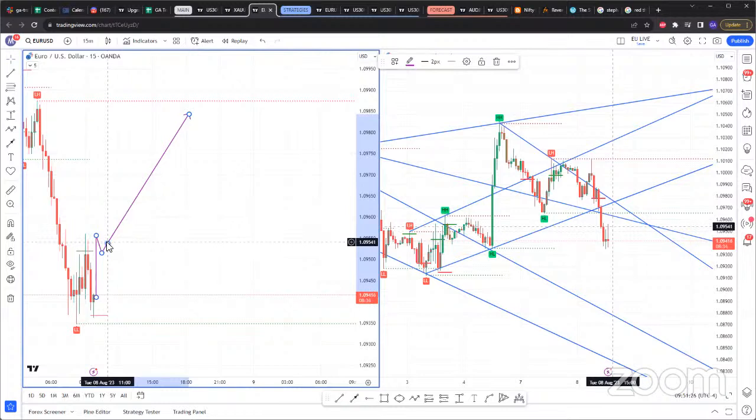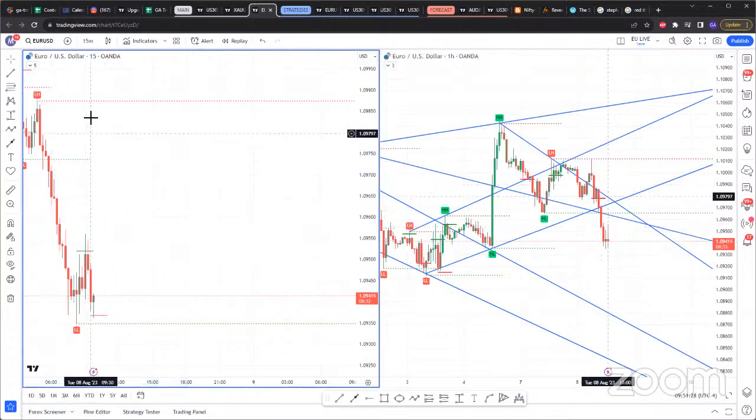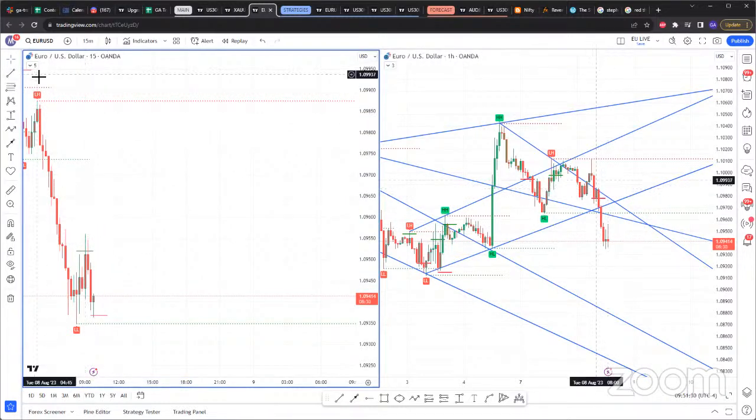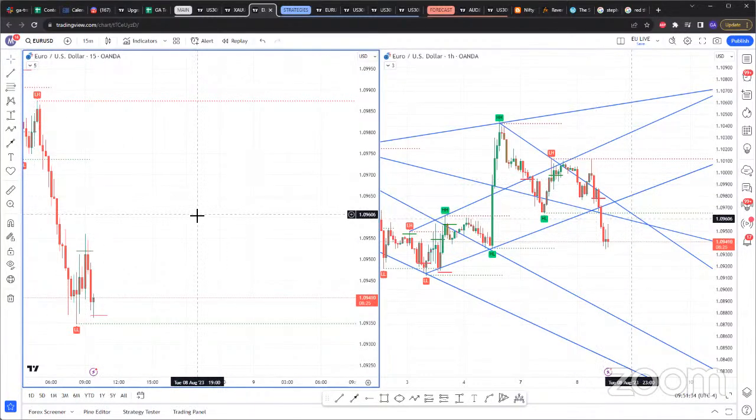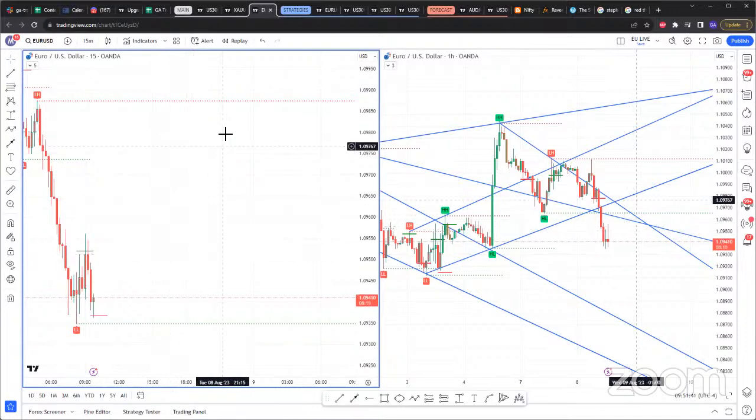Personally, I just don't like the extended lines, especially because I have other indicators. But if this is your only indicator, yes, feel free to extend the lines. But you can see how it gave us a lot of doubles and triples in lower time frames.